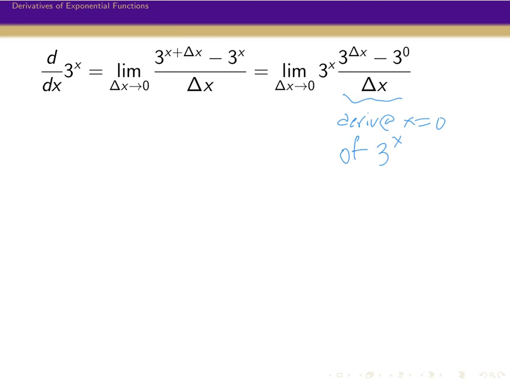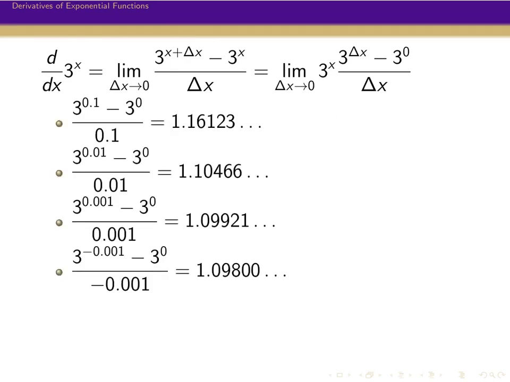Let's try and estimate this limit, the derivative at 0. And so we plugged in the same values. As you can see, for 3, they're all a bit bigger than 1. So 0.1, 0.01, it's getting a little bit closer to 1, 0.001, a little bit closer. But then when we do a negative, it gets to 1.098. So that means the real value is somewhere in between these, probably.